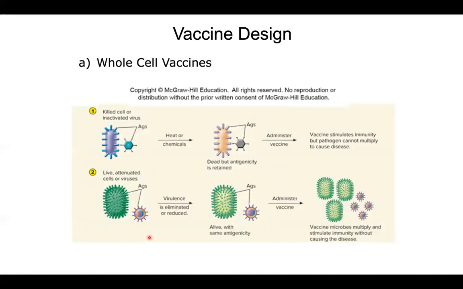So whole cell vaccines, so you have the killed or inactivated virus, or the live and attenuated virus. You have the antigens. And this is just sort of a picture of exactly what I just said. So then we give the vaccine, and people will generate their active immunity against this artificial vaccine.